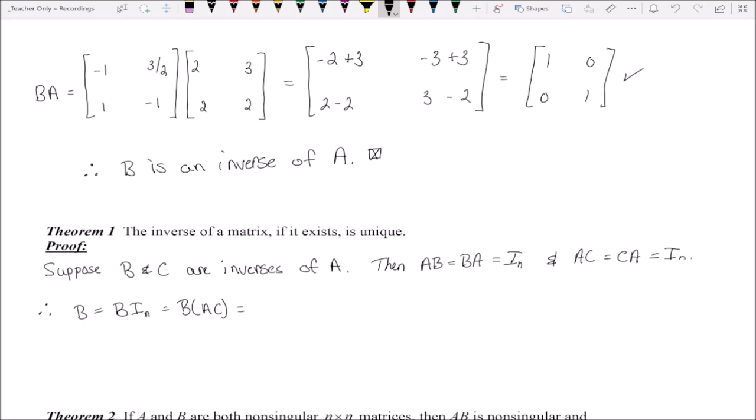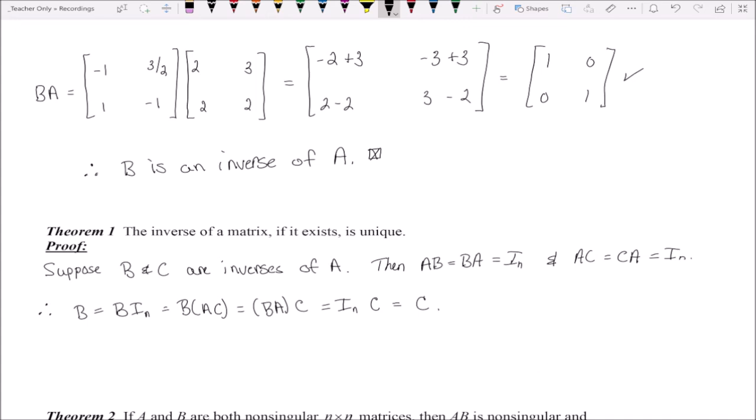We can regroup matrix multiplication as long as we don't change the order. So we can write this as B times A, then times C. But B times A is the identity matrix, and the identity matrix times any matrix is the matrix itself. So in this case, I_n times C is equal to C.